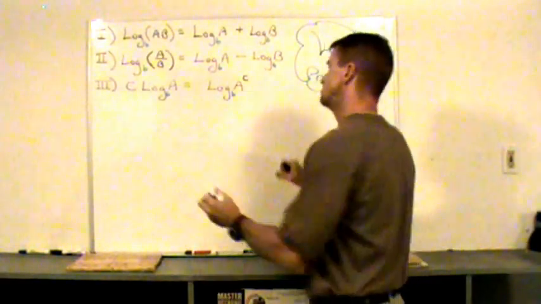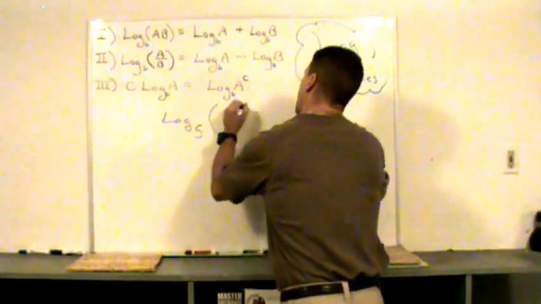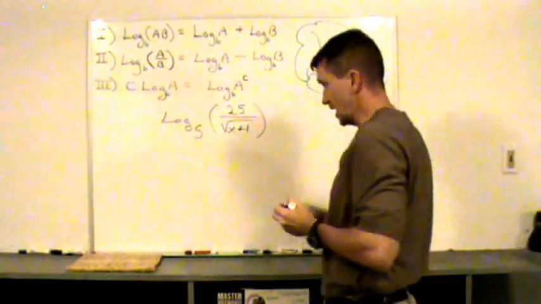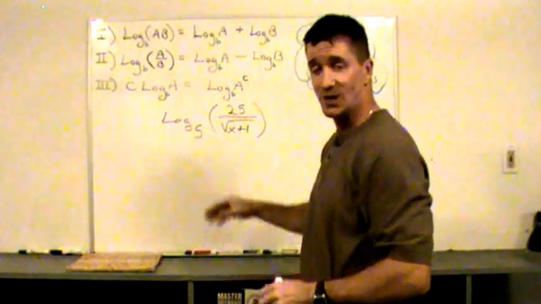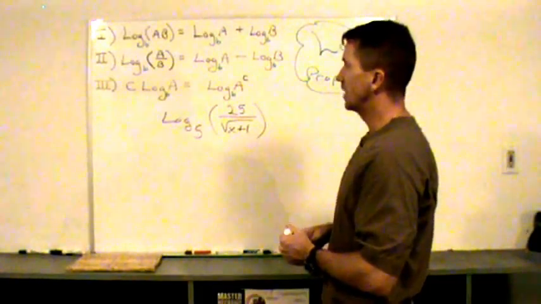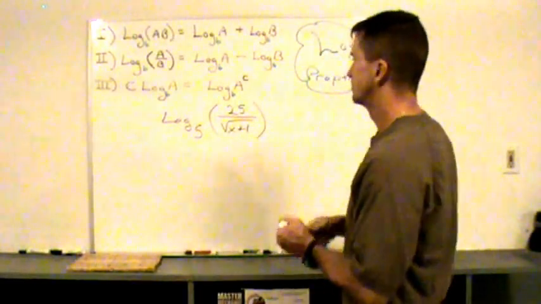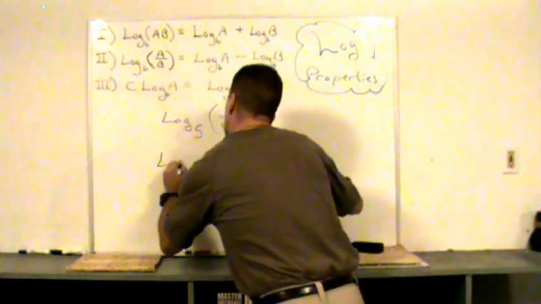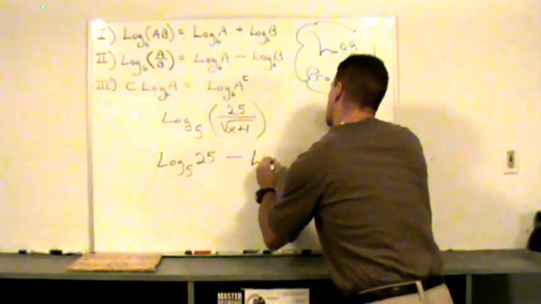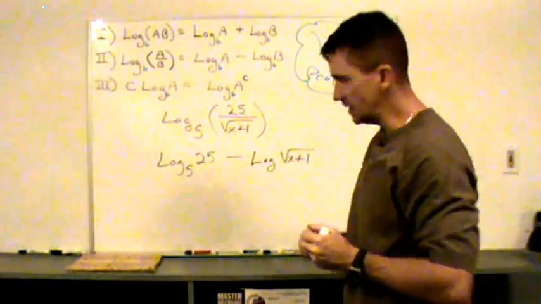Let's say we have the expression log base 5 of 25 over the square root of x plus 1, and we desire to expand this expression into more logarithms. How can we do that? Well, notice this quotient here, we can use property 2. So I can write this as log base 5 of 25 minus log of the square root of x plus 1. We expanded it, and we can touch this up a little bit.